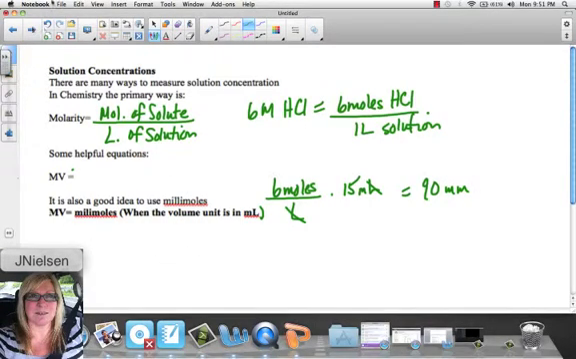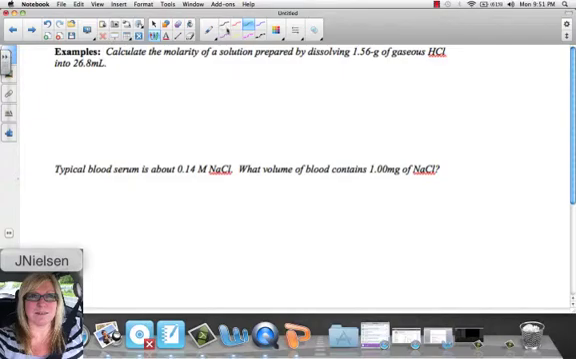So let's do some calculations. Calculate the molarity of a solution prepared by dissolving 1.56 grams of gaseous HCl into 26.8 milliliters.